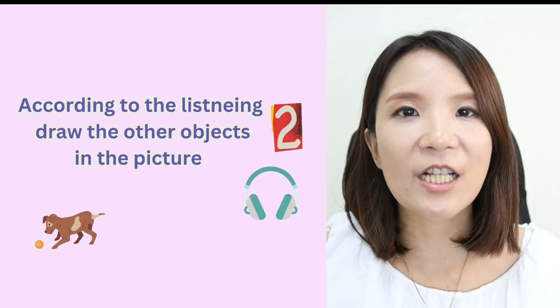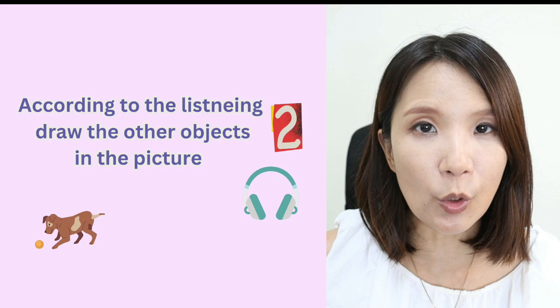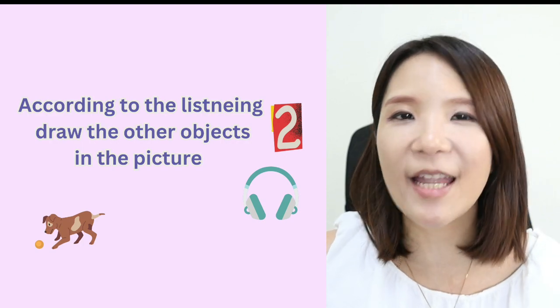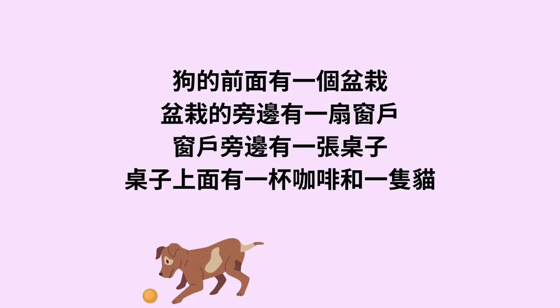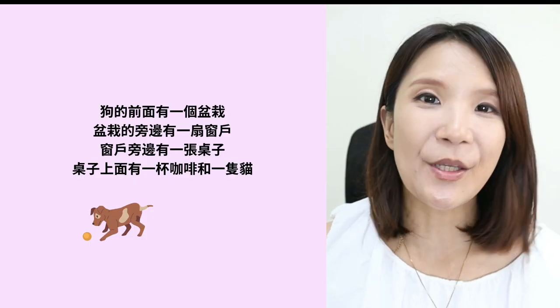If you find it too fast, you can listen to it as many times as you want or take your time, pause the video anytime you want. But now we're going to listen to the listening for the second time. 狗的前面有一个盆栽，盆栽的旁边有一扇窗户，窗户旁边有一张桌子，桌子上面有一杯咖啡和一只猫。I hope you're doing great so far.